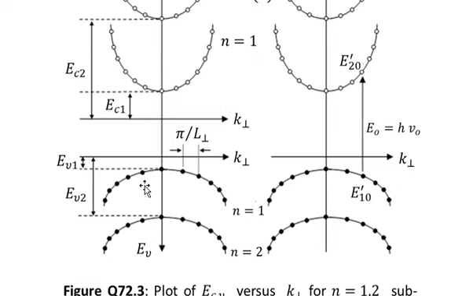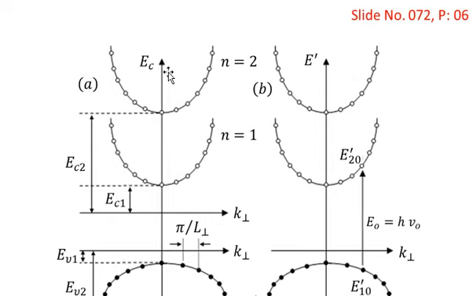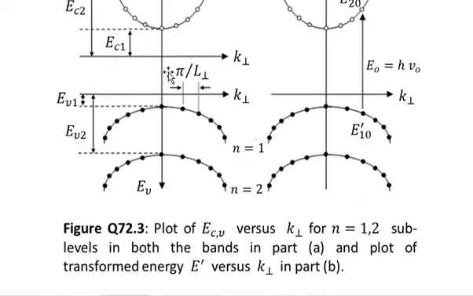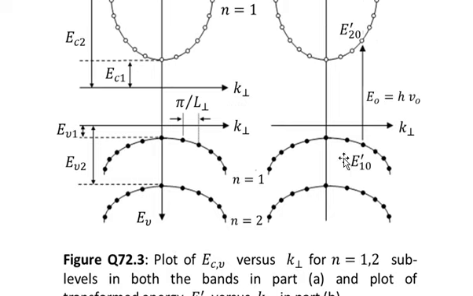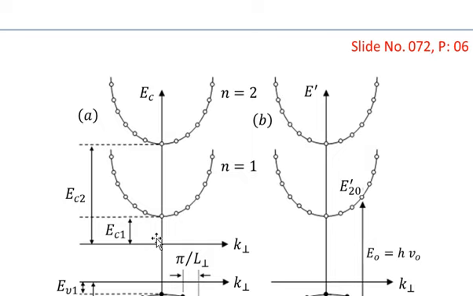So here you can see that we have the valence band, and for the valence band we have a separate k perpendicular horizontal axis, and we have a k perpendicular horizontal axis separately for the conduction band. And the plot of transformed energy E prime versus k perpendicular is in part B, which we shall discuss after discussing part A.